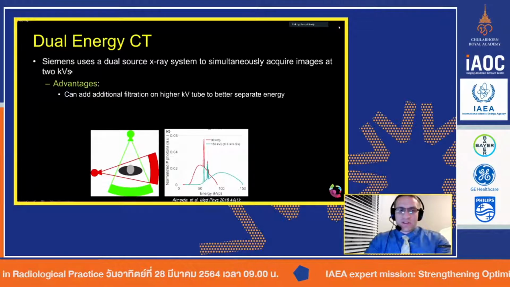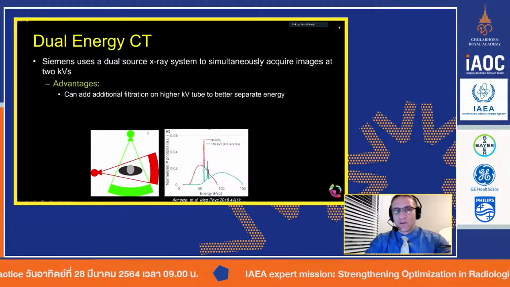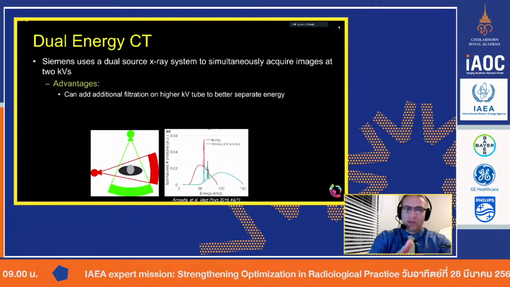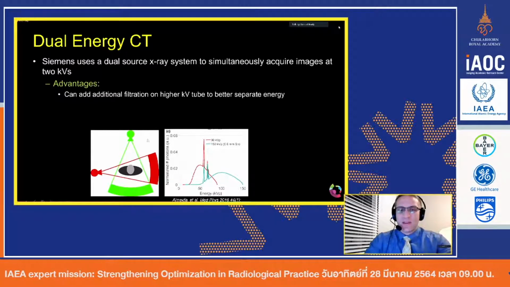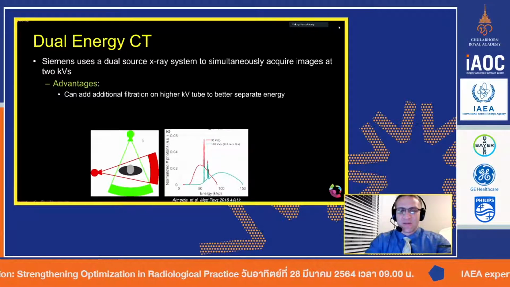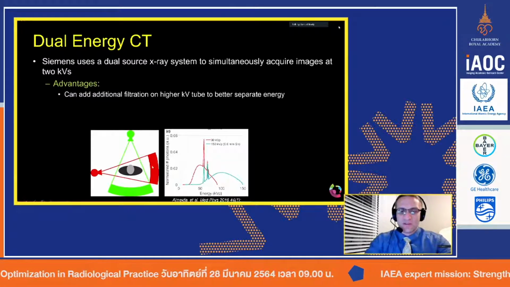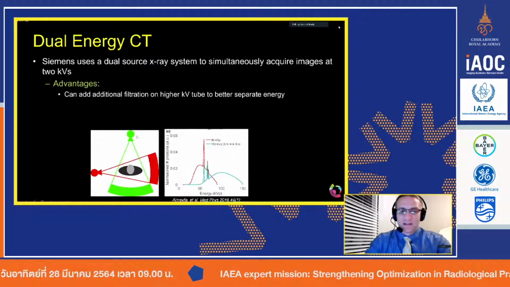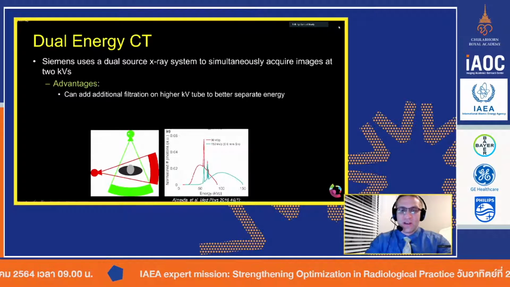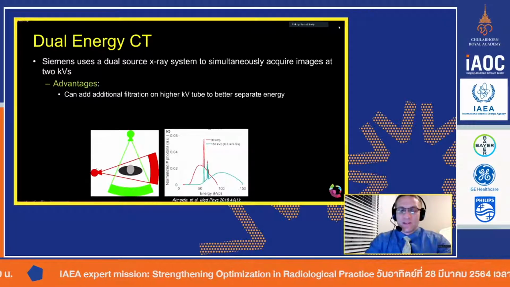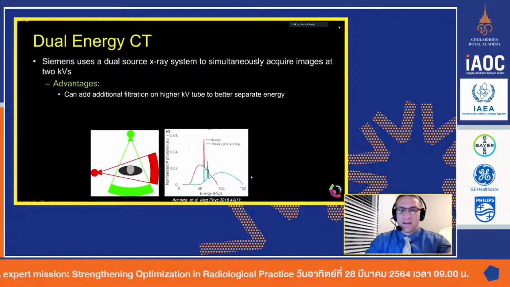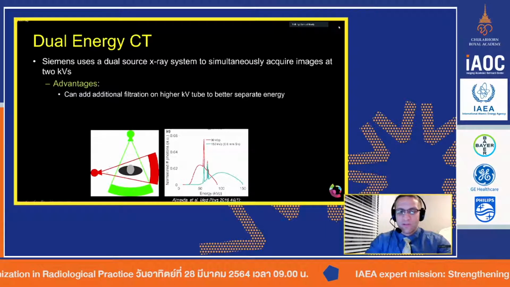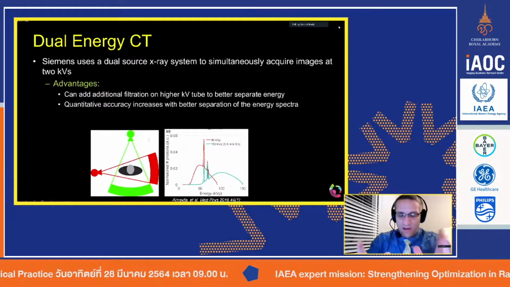So first one is Siemens. They were the first to come to market to really attempt to make dual energy CT scanning something we can do for every patient in the clinic. They decided to create a CT scanner with two X-ray tubes and two detector rings. Each of the tubes could operate independently. One could operate at a low energy and the other at a high energy. This fundamentally gives you the best distinction of these two spectrums, because the two X-ray tubes operate independently.